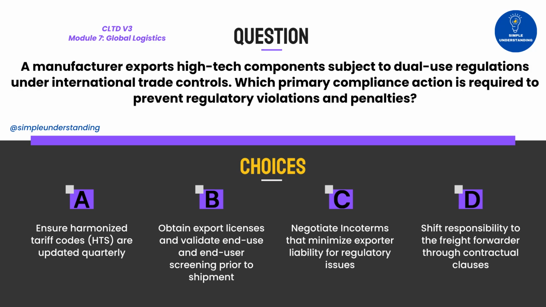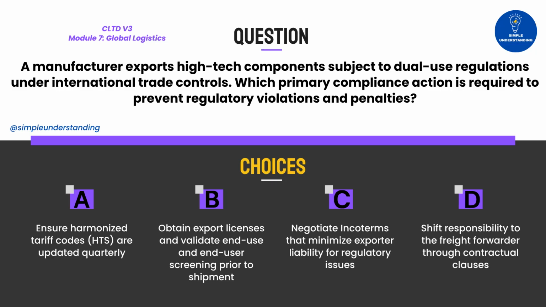Question 2. A manufacturer exports high-tech components subject to dual-use regulations under international trade controls. Which primary compliance action is required to prevent regulatory violations and penalties? A. Ensure harmonized tariff codes, HTS, are updated quarterly. B. Obtain export licenses and validate end-use and end-user screening prior to shipment. C. Negotiate Incoterms that minimize exporter liability for regulatory issues. D. Shift responsibility to the freight forwarder through contractual clauses.